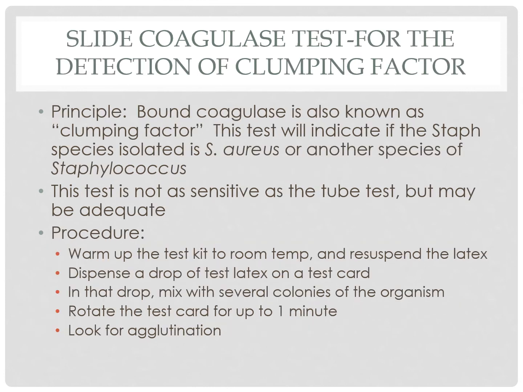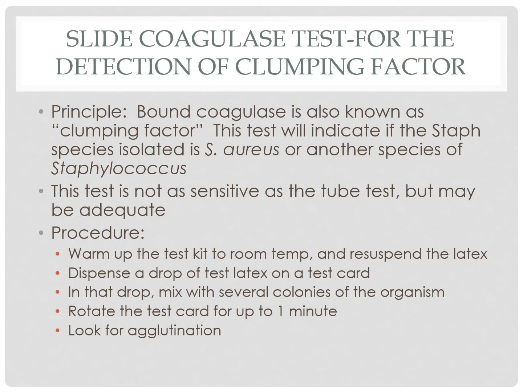We also have what's known as a slide agglutination test for clumping factor. The principle is this. Bound coagulase is also known as clumping factor. This test will indicate if the staph species isolated is Staphylococcus aureus versus another species of Staphylococcus. This test is not as sensitive as the tube test but may be adequate. The procedure is this. We warm up our test kit, and that test kit includes a suspension of latex particles. Once those latex particles are warmed up, we can dispense a drop of that test latex onto a black test card.